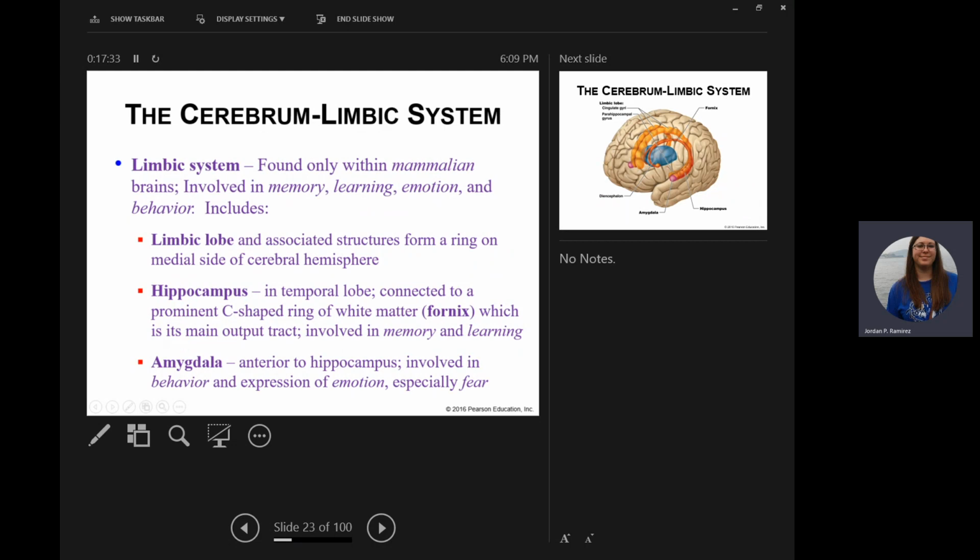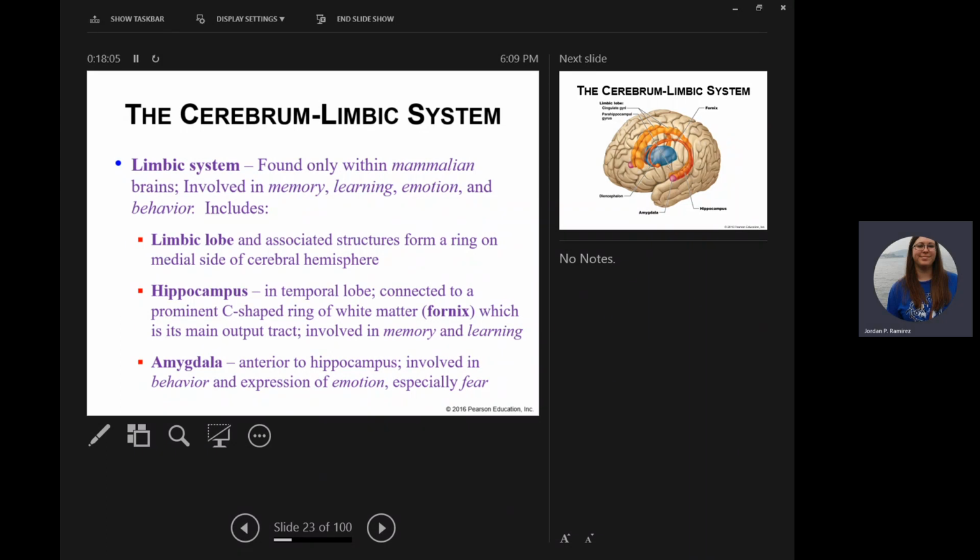Okay, so the limbic system is where we're going to go next. We're still in the cerebrum, but going on to the limbic system. All right, so this is found only within mammalian brains and is involved in memory, learning, emotion, and behavior. It includes several different parts: the limbic lobe, hippocampus, and the amygdala. So the limbic lobe is associated with the medial side of the cerebral hemisphere. It's associated with emotion, strong emotion.